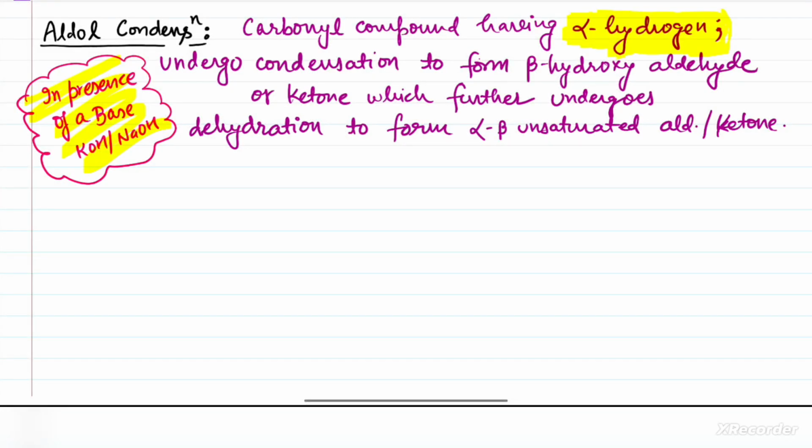Hello friends, let us discuss aldol condensation. As we all know, aldol condensation is a reaction of carbonyl compounds which have at least one alpha hydrogen. That means formaldehyde and benzaldehyde cannot undergo aldol condensation because they do not have alpha hydrogen.